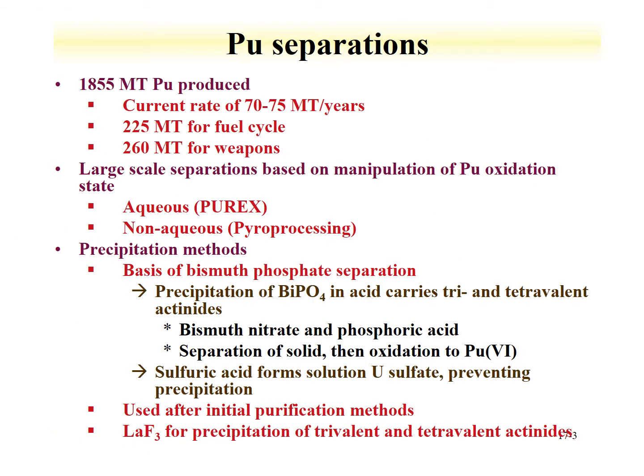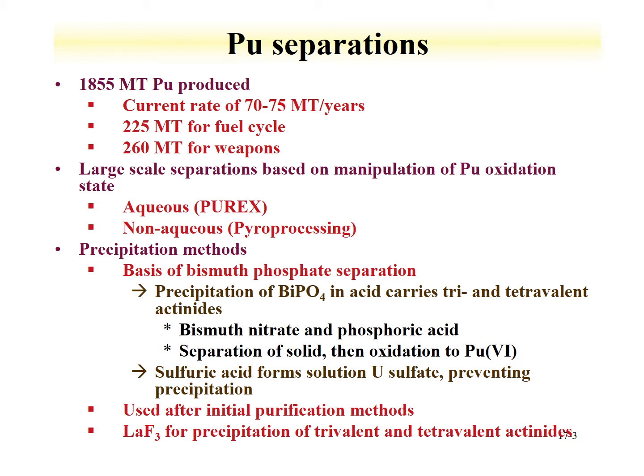We'll now review some separations for the actinides based on what we discussed on overall separations. We'll start with plutonium. Separations of plutonium, obviously from the Manhattan Project. Currently there's about 2,000 metric tons of plutonium that have been produced. The current rate's around 75 metric tons a year. The separated amount, we have a little over 200 metric tons for the fuel cycle and 200 metric tons for devices. So those are some of the current situations on separated plutonium.